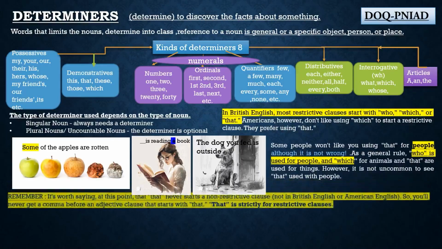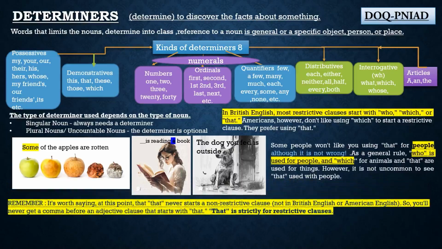You must remember, it's worth saying at this point that that never starts a non-restrictive clause, not in British English or in American English. So you will never get a comma before an adjective clause that starts with that. That is used strictly for restrictive clauses.